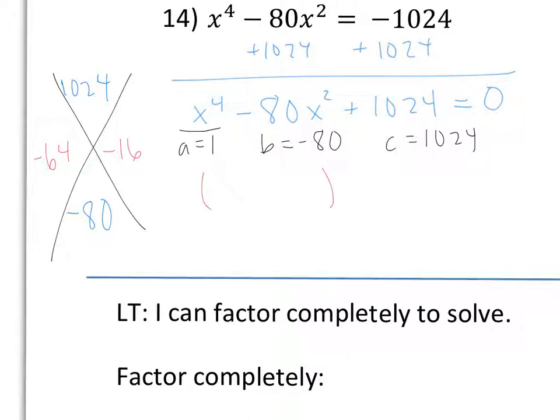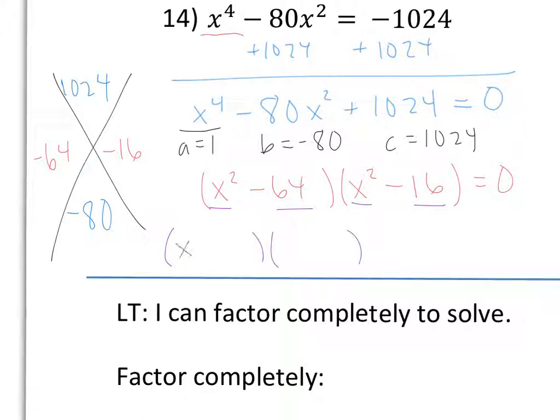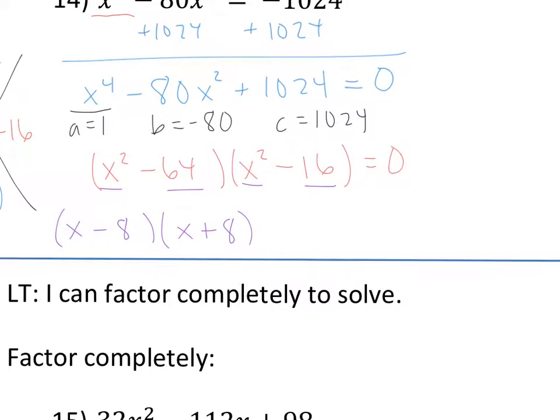So now when I write my binomials, I don't just write x times x in the first spot, I write x squared times x squared because I need to get x to the fourth. And then my factors are minus 64, minus 16. Now, actually, both of these factors we see are difference of squares because I can take the square root of my first term and the square root of my last term. So this first one, x^2 - 64, breaks down into (x - 8)(x + 8). And then this second one, x^2 - 16, factors into (x - 4)(x + 4).